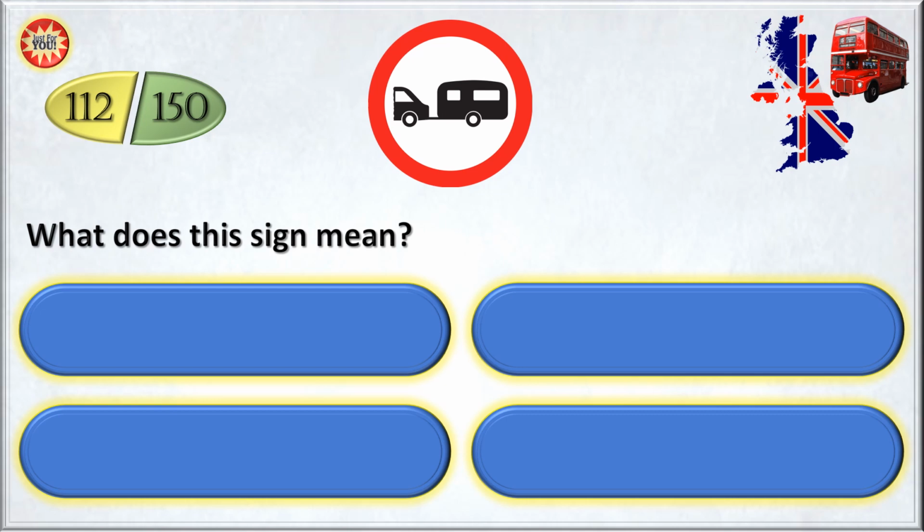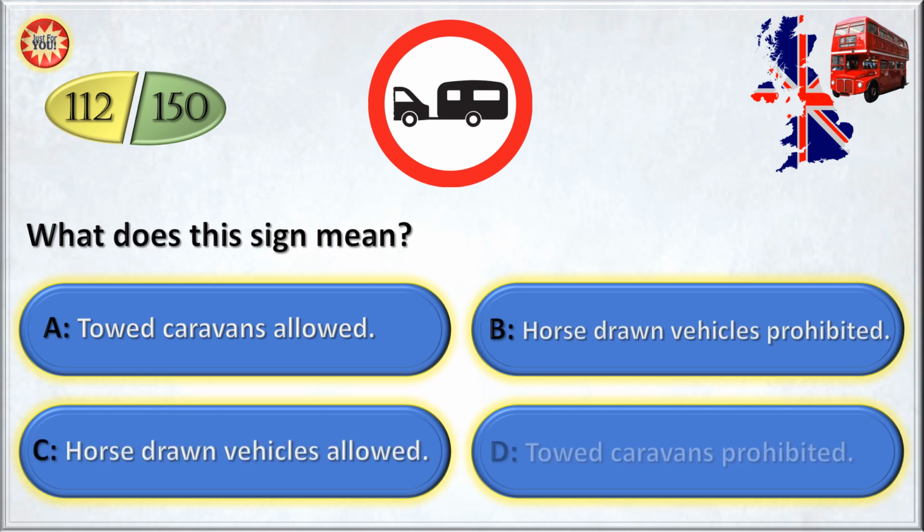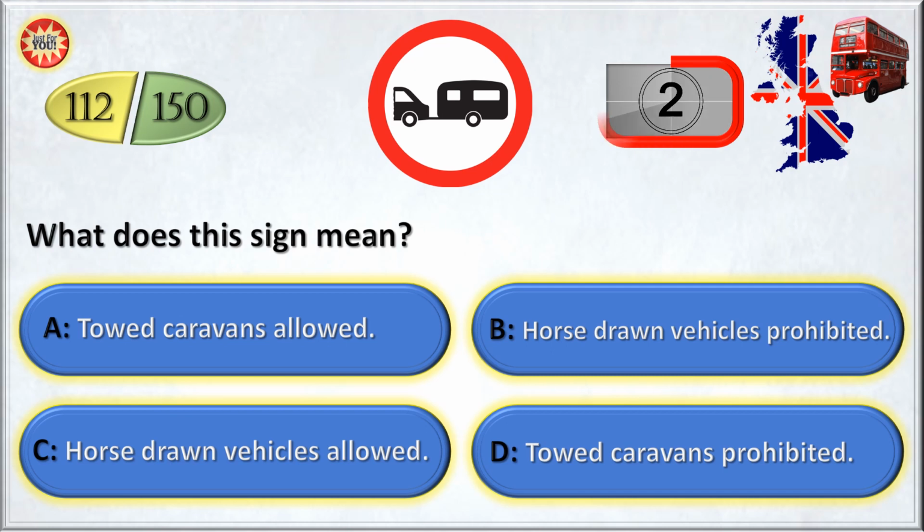What does this sign mean? Towed caravans allowed. Horse-drawn vehicles prohibited. Horse-drawn vehicles allowed. Towed caravans prohibited.